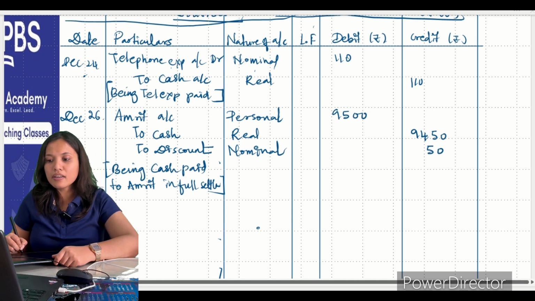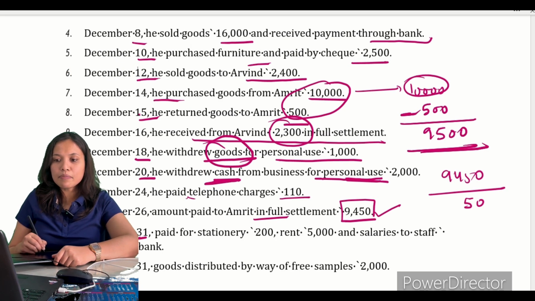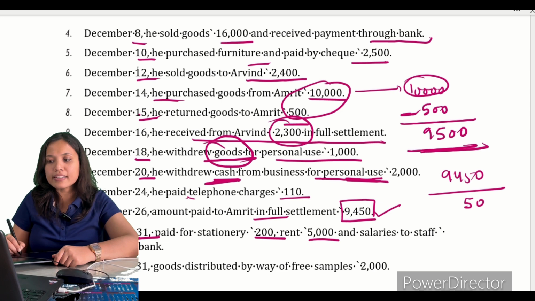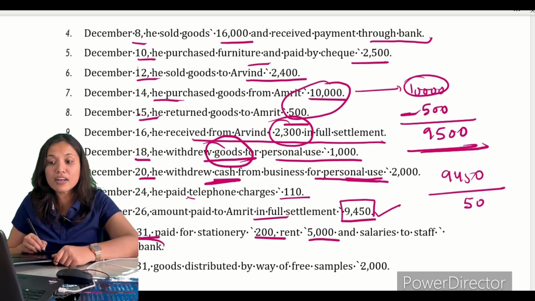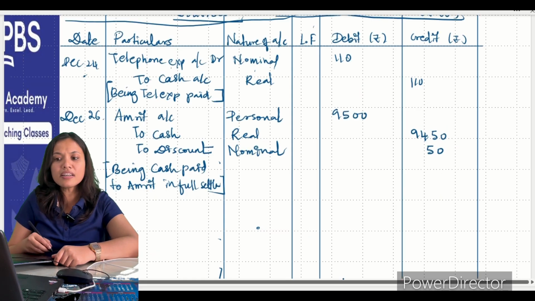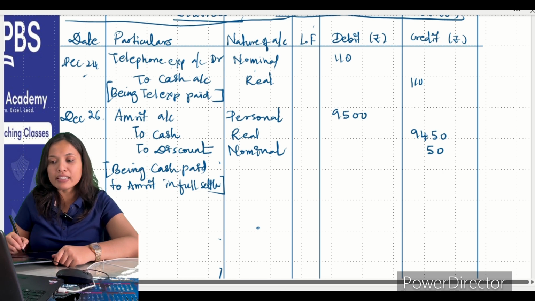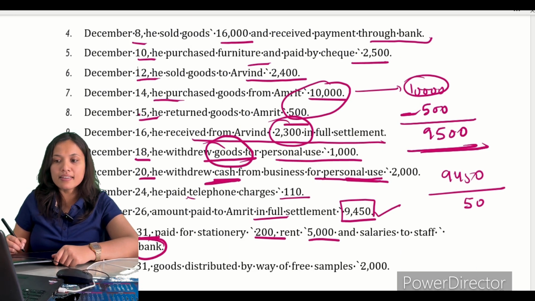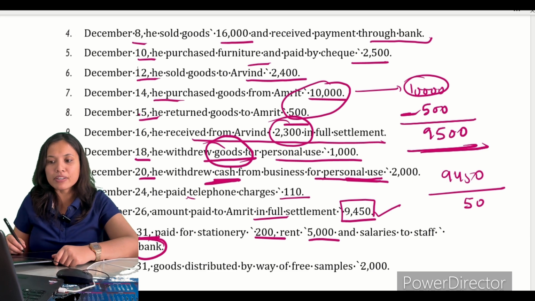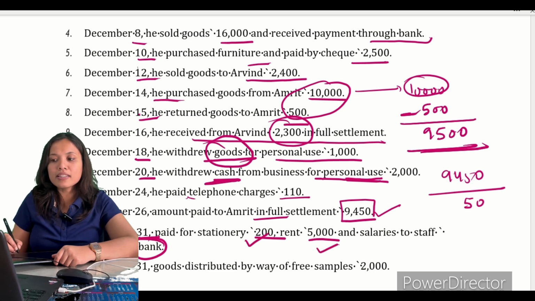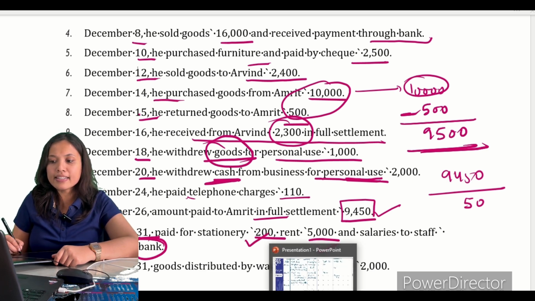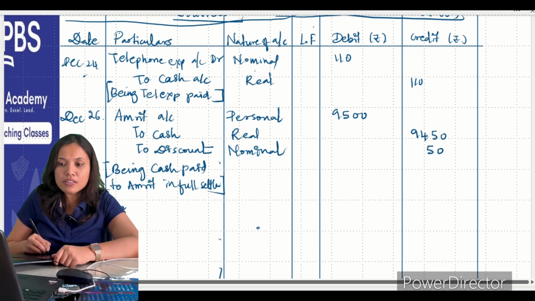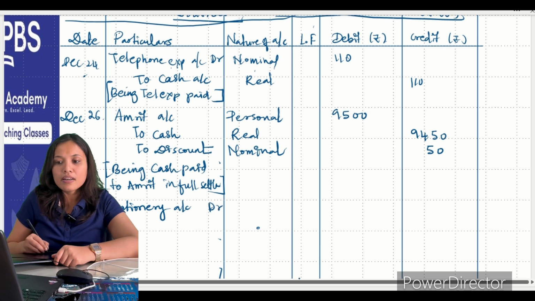Clear? Okay. Chalo. December 31 paid for stationery 200, rent 5,000, salary 2,000 from bank. See, now I can make a compound entry. The earlier ones I have passed are single entries. Now I can pass a compound entry. I'll club all the expenses together: stationery, rent and salary. So all are my expenses. So I'll debit all the expenses. Stationery account debit, rent account debit, salary account debit.